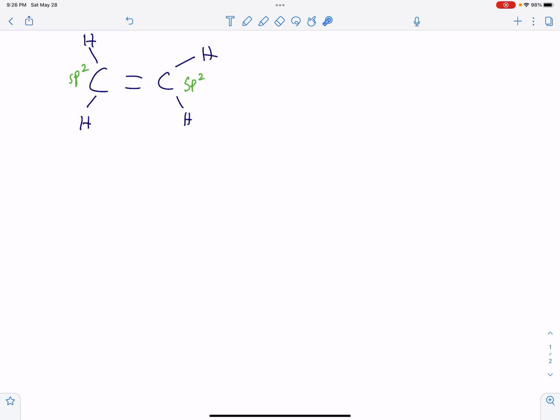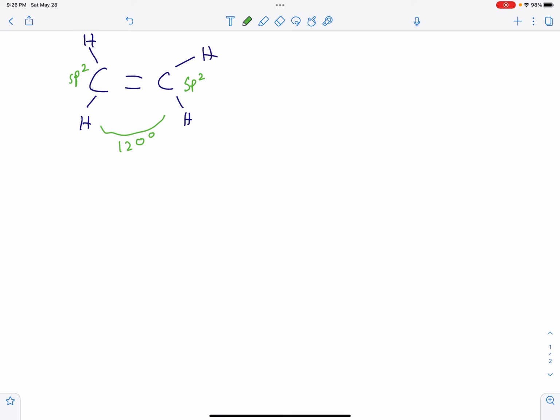A couple other things. Because it's sp2 hybridized, the bond angles here are going to be 120 degrees because we have a trigonal planar geometry. So you do want to account for those bond angles when you're drawing the hybrid orbital diagram. Now, it doesn't have to be exact. Nobody's going to take a protractor to your diagram, but they should be relatively on par with what 120 degrees would look like in the plane.